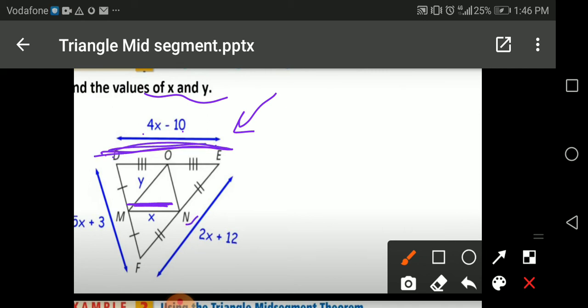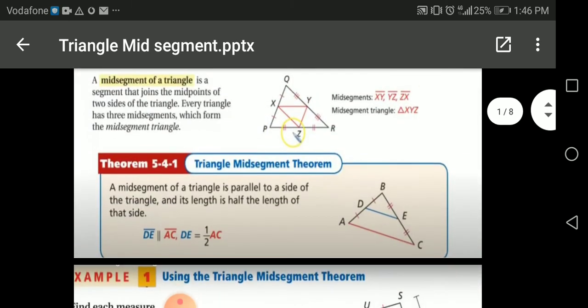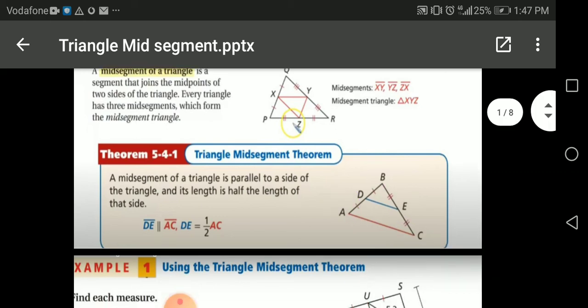Remember, when you have midpoints like N, M, O, I know that they are midpoints because they give me two equal congruent sides here, two equal congruent sides there, two equal congruent sides here. So you have three midpoints. When I have three midpoints, I have the midsegments of a triangle. Remember, MN is half and parallel to DE. Again, step by step, let's go back to the rule. These are called the midsegments, so a midsegment is half of the side opposite to it or parallel to it.